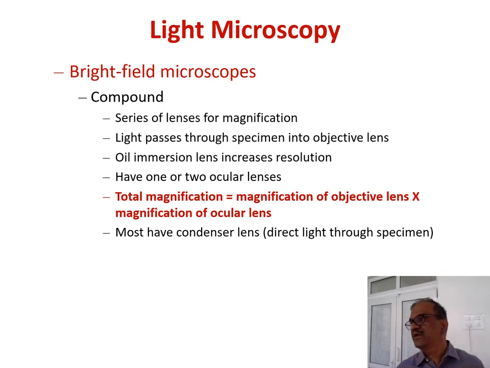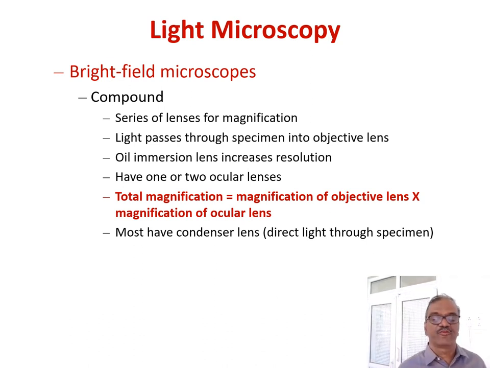Okay, 10 into 10, 100. 10 into 20, 200. 10 into 40, 400. 10 into 100, 1000. That is the maximum possible in the compound microscope. Most have the condenser lens.